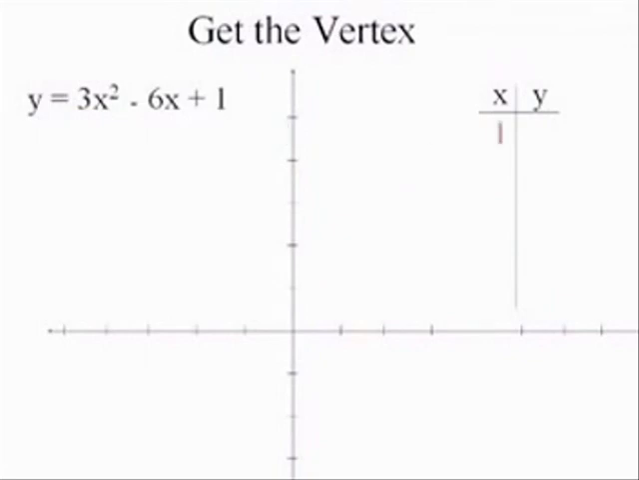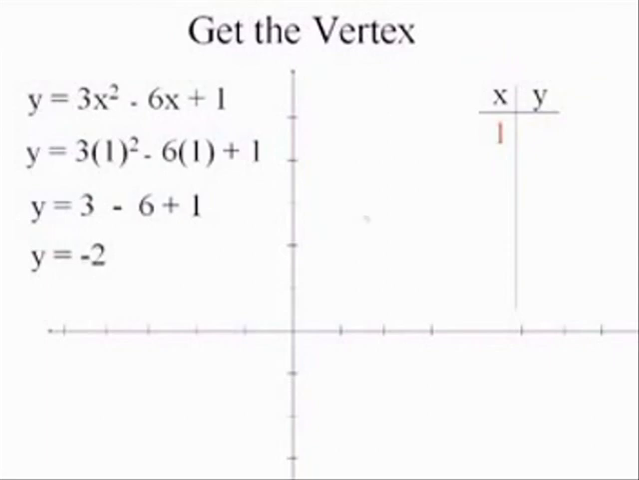You have chosen wisely. Watch. I put in a 1, and I'm going to get a negative 2. The point 1, negative 2 is not only on this graph, but I know it's the vertex. Hey, man, check it out. Okay?